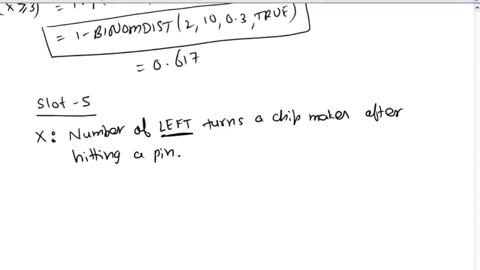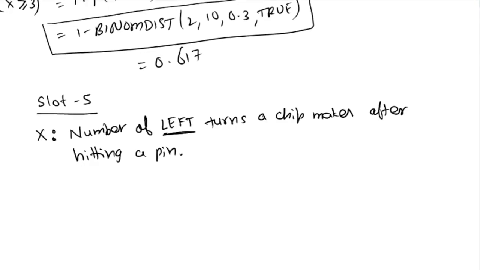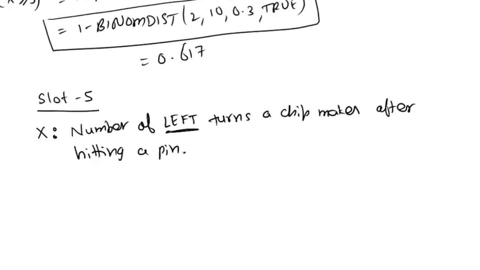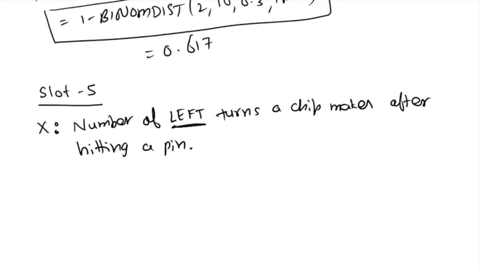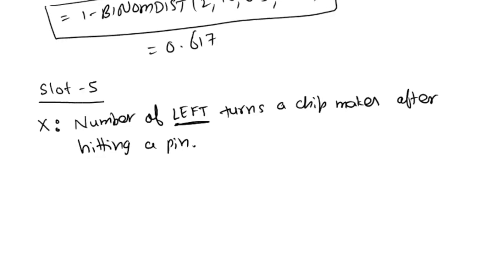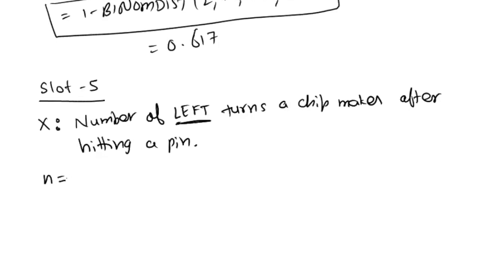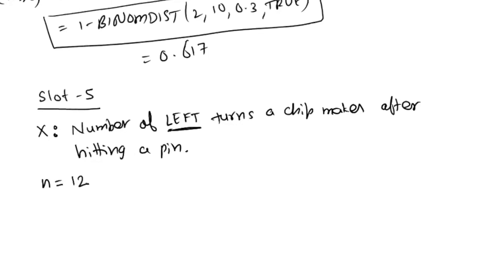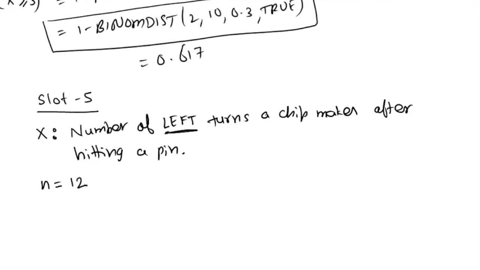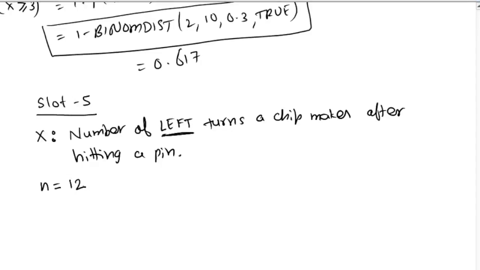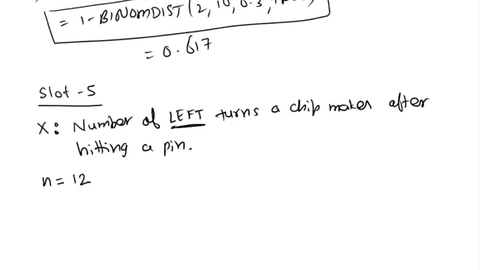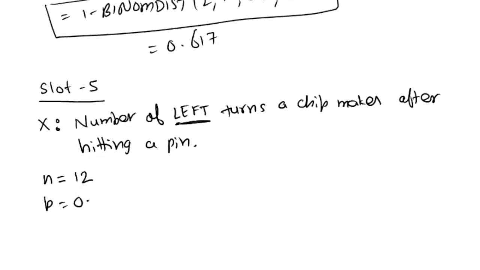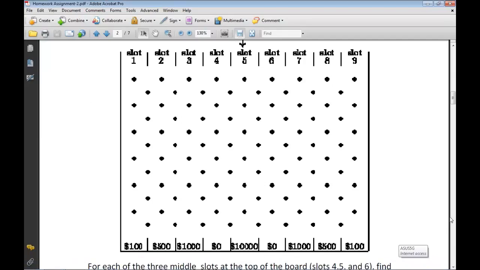So suppose you start at slot number 5, and let's define a random variable x as, so one can define a random variable as a left turn or right turn, it does not matter. But once you define it as a left turn, you have to stick with that definition. If you define it as a right turn, obviously you have to stick with that definition. Now n in this example is 12 because it has to go through 12 pins. And probability of turning left, because it can either turn left or right, is 0.5. So p equals 0.5.